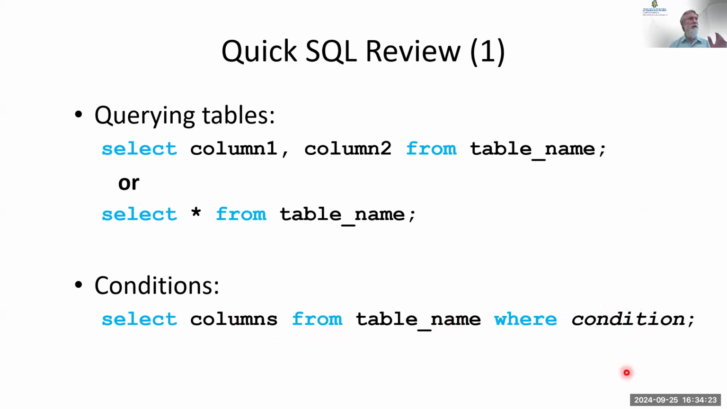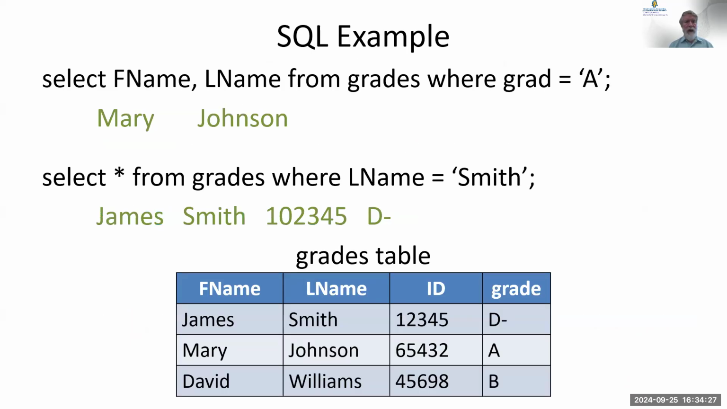Then you can have where conditions, where certain things are true. Talk about that shortly. Here is an example. You can say select first name, last name from grades where grade equals A. And here we go down this table. Mary Johnson has the A. Or you can say select everything where the last name is Smith, and it will tell you all the information in the order in which the columns are defined in the table. And there you have it.